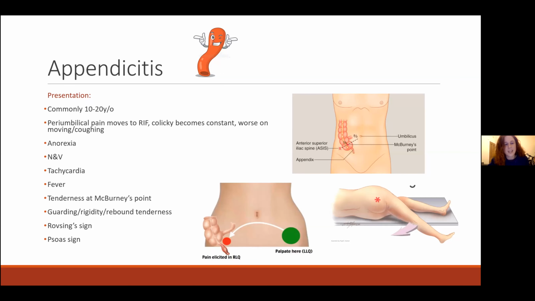They'll barely let you touch them because they're in so much pain. They don't eat, they've got nausea and vomiting, they've got a fever, tachycardia, and then the signs that I just mentioned before. And they also have guarding, rigidity and rebound tenderness, which are signs of peritonism.